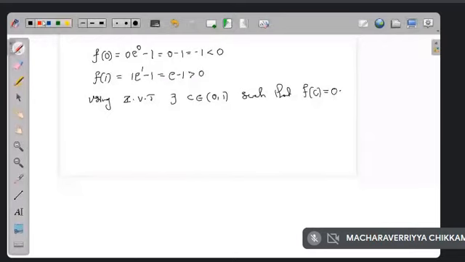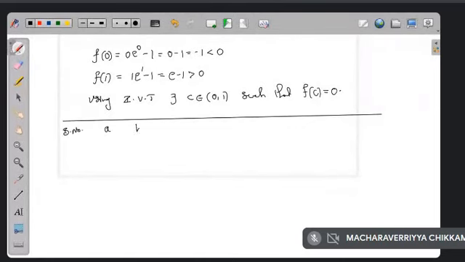So now, like earlier, here we'll create a table. So let's go first. I'm going to take serial number, and a, b, the interval where the root lies. And here you better write f of a and f of b so that you can use it for computation. Or no matter if you don't write much.